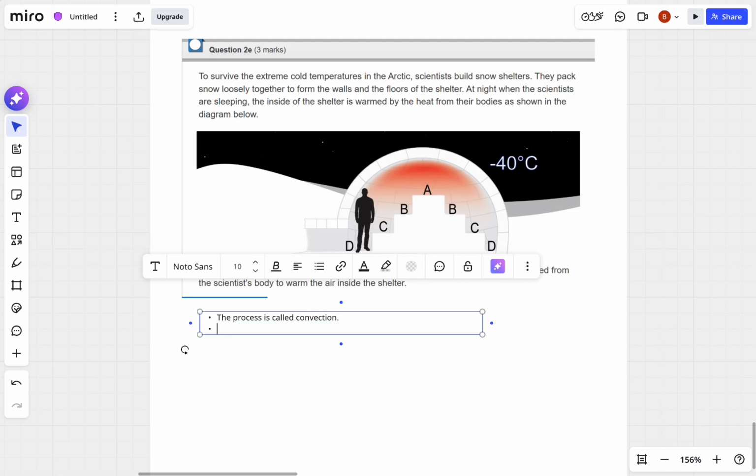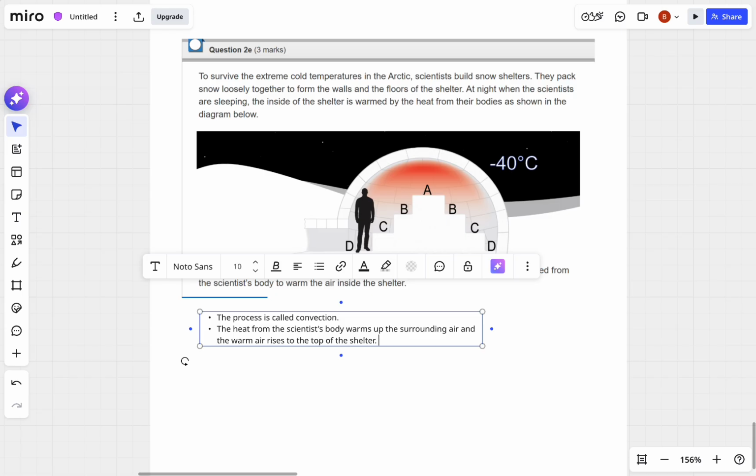And our second point can be the heat from the scientist's body warms up the surrounding air and the warm air rises to the top of the shelter. So that's what happens over here. Basically the heat from the scientist's body is released and it is warm. It warms up the surrounding air, the air that surrounds the scientist.